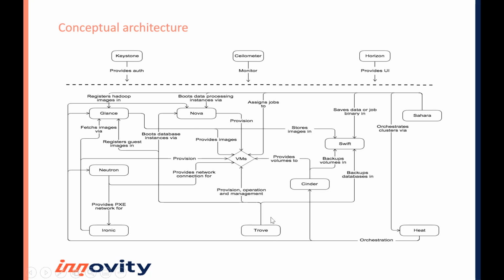Trove. It is mostly used for database as a service. It's similar to Nova, but it's mostly used for database purpose. Like if the user wants to access many instances of a database, they can do it using Trove. It will automate that purpose, and which will give the scalability to the database. And Cinder and Swift are mostly used for storage purpose. Cinder is used for block storage, and Swift is used for the object storage.